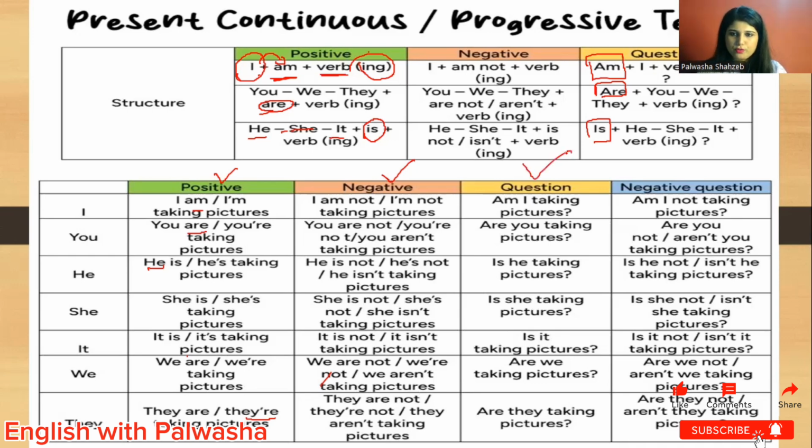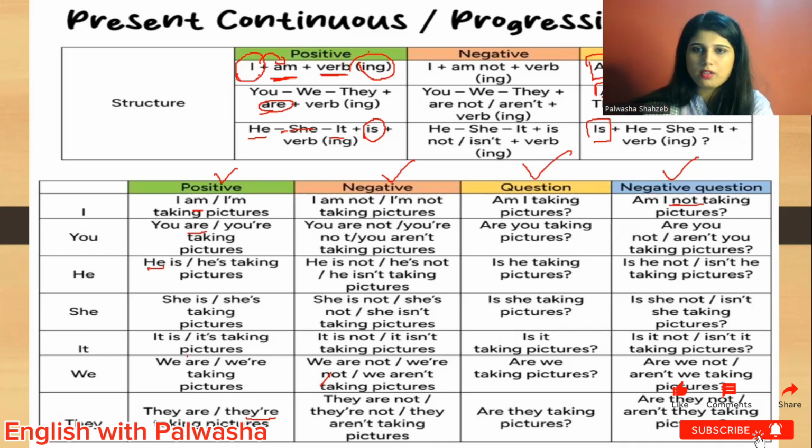So this is the question form, and then there is a negative question. Am I not taking pictures? With I not, we have to use that, right? So so far so good. I hope this is quite clear. All the rules that I'm presenting are quite clear to you guys, and I'm presenting each and every detail here. So let's move on.